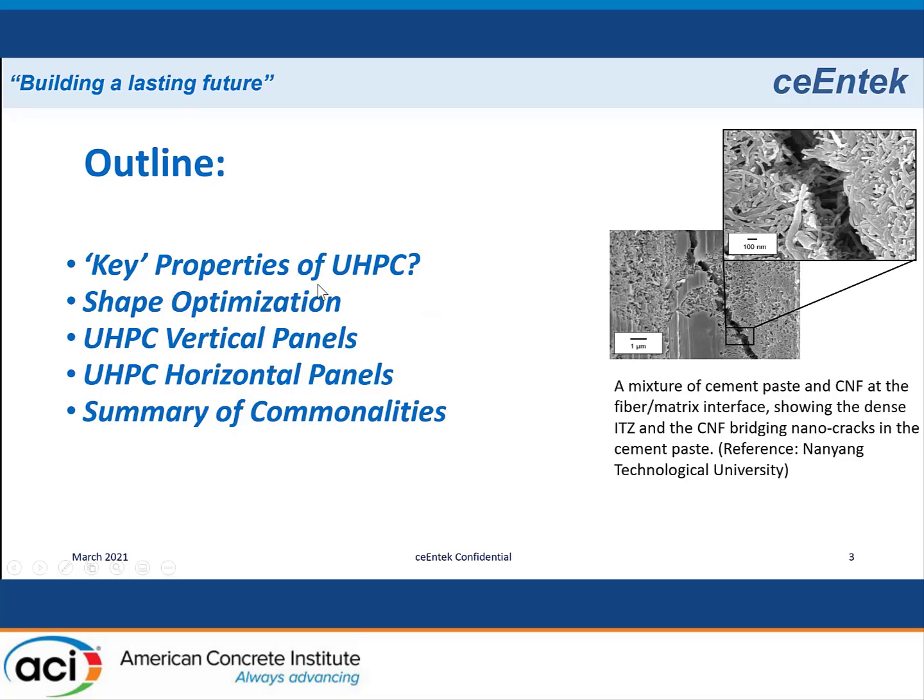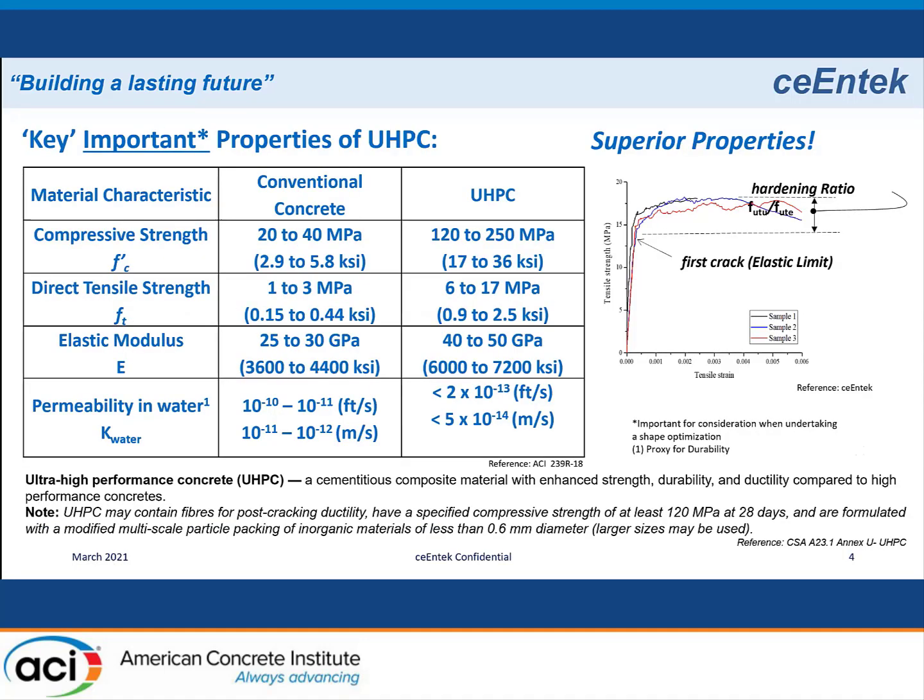And then from there, I want to move into shape optimization of vertical and horizontal panels. Then I'm going to talk specifically about vertical and horizontal panels, and then summarize some of the commonalities between the optimization process for both. So I'm going to talk a little bit about properties, but not in terms of explaining what UHPC is, more about why these properties are important in the consideration of shape optimization.